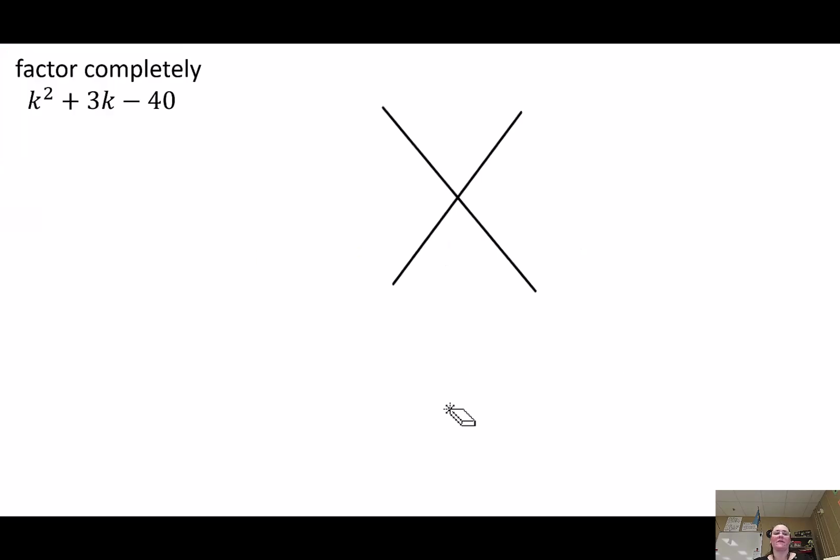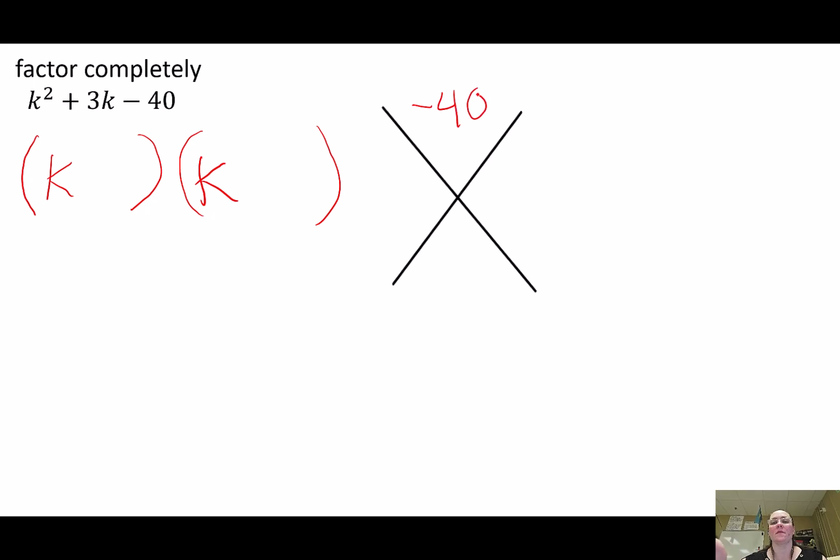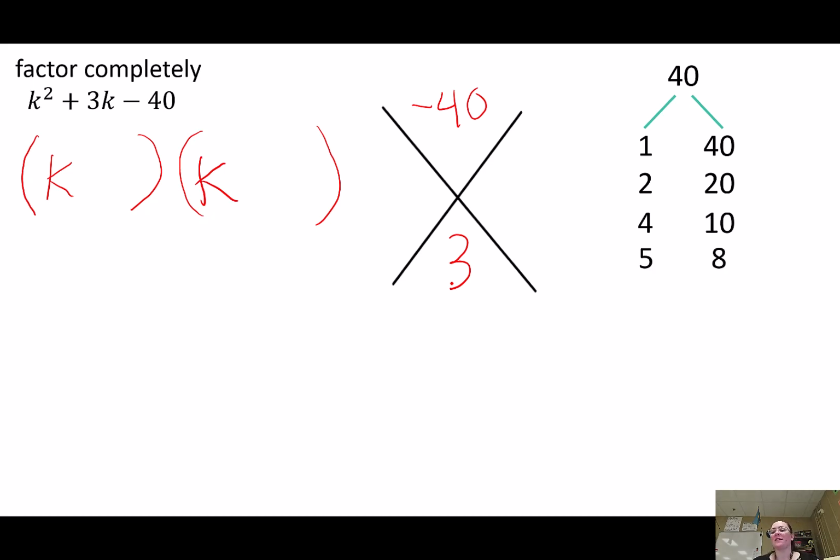All right, so I've got this problem here first. The first thing we have to do is draw our parentheses, right? And we're going to put x in both of those. So now we need to look at the factors of negative 40 that are going to add to 3. So let's look at factors of 40. We're not going to worry about the negative just yet. So I've got 1 and 40, 2 times 20, 4 times 10, and 5 times 8.